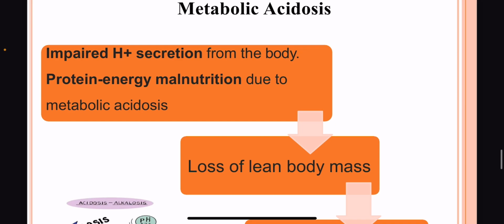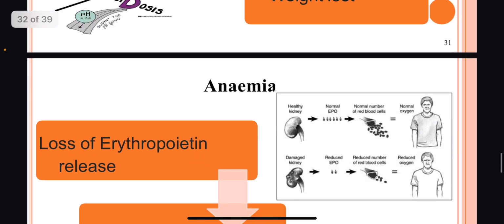In metabolic acidosis, H positive secretion from the body is impaired, which leads to metabolic acidosis, and the metabolic process leads to production of some acidic free radicals that cause acidity. That basically leads to loss of lean body mass and weight loss.